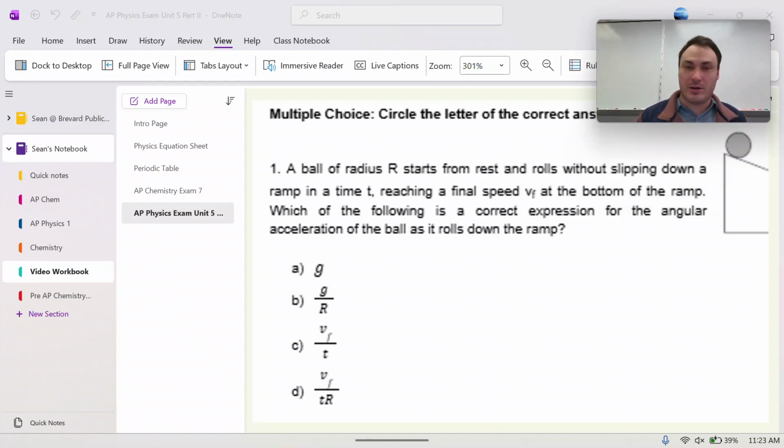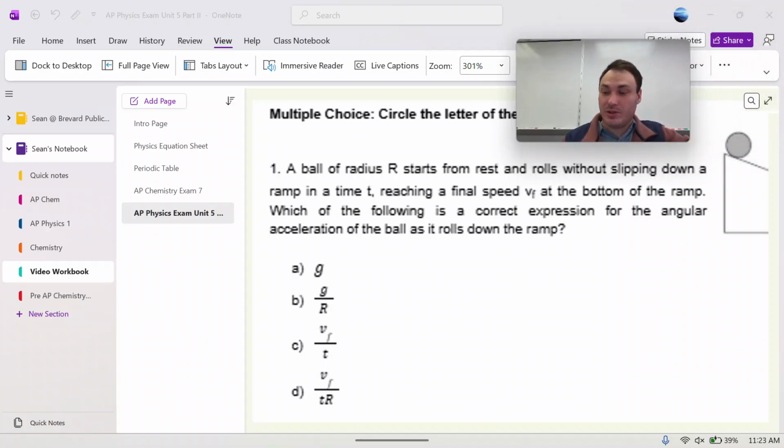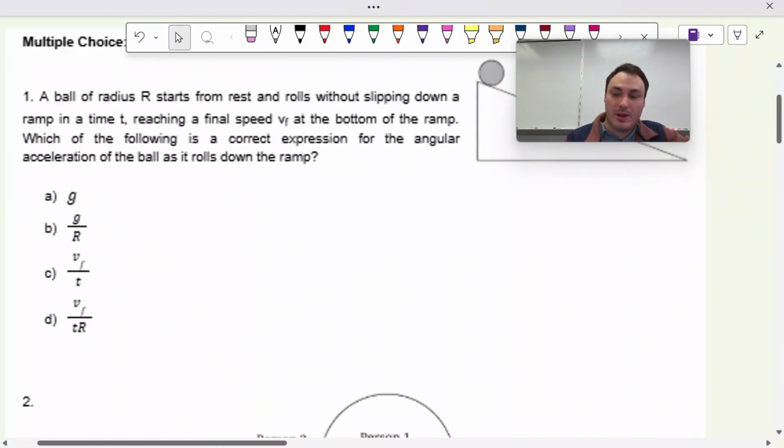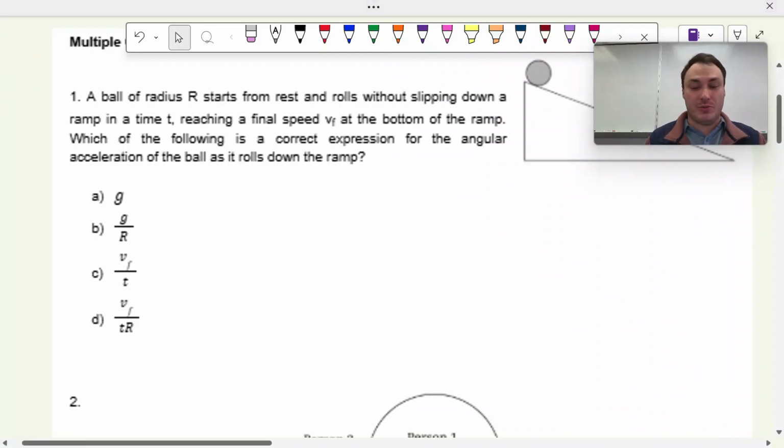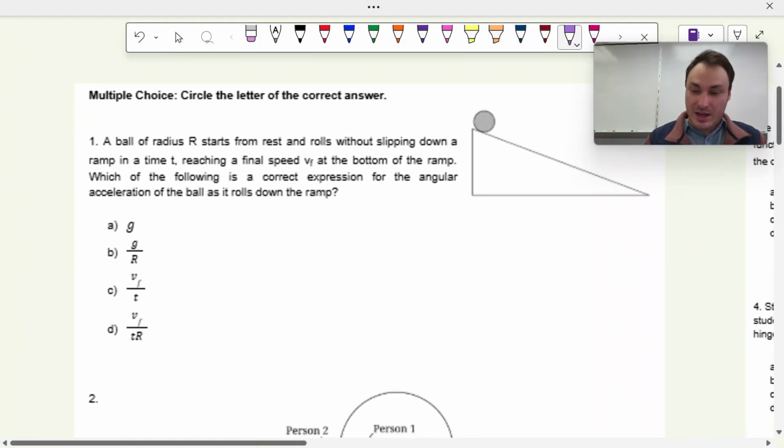Everyone, we are going to do the Unit 5 Part 2 exam review. So Unit 5 Part 2 encompasses all of Unit 5. You'll still see torques, you'll still see potentially torque equilibrium, but in addition to that, you can also see stuff from Newton's second law in rotation form, and moment of inertia stuff as well. So let's not delay, let's get right into the problems.